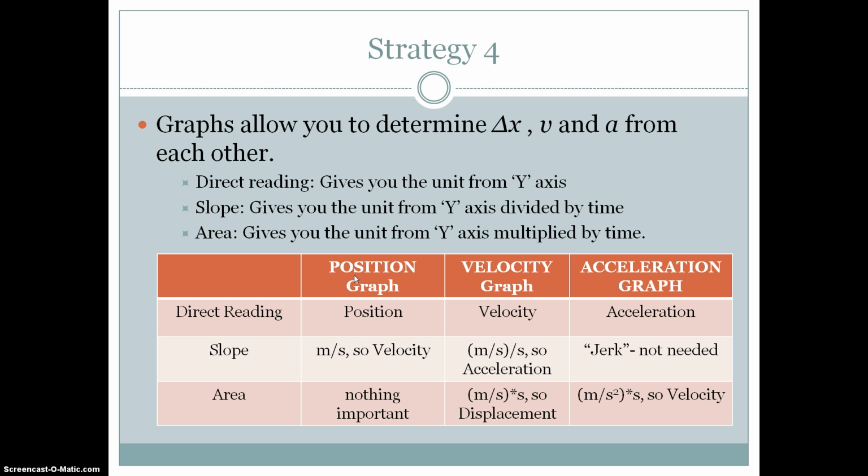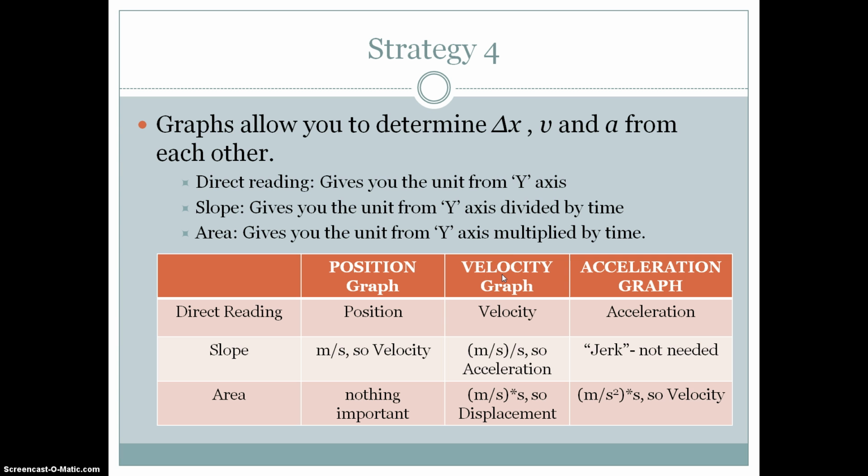Let's look at the position graph. If you see a position graph and you read it directly, you will get the position. If you take the slope of the position graph, you will get velocity. If you find the area, it'll give you nothing really. So with the position graph, you can either read it or find the slope.